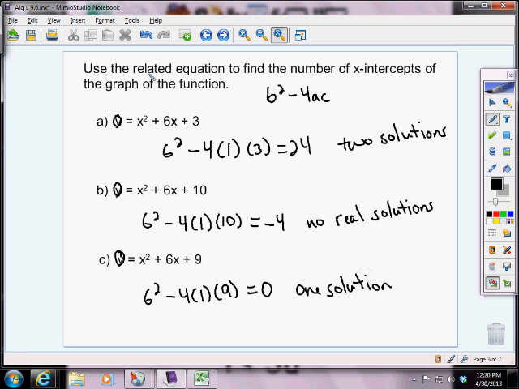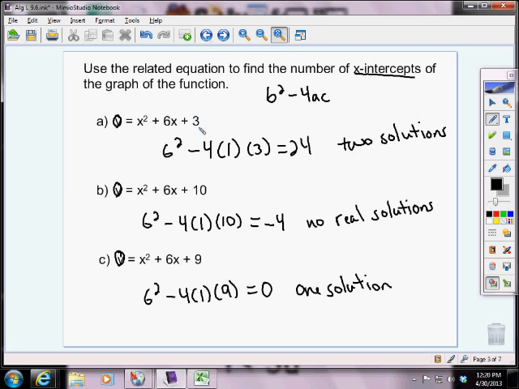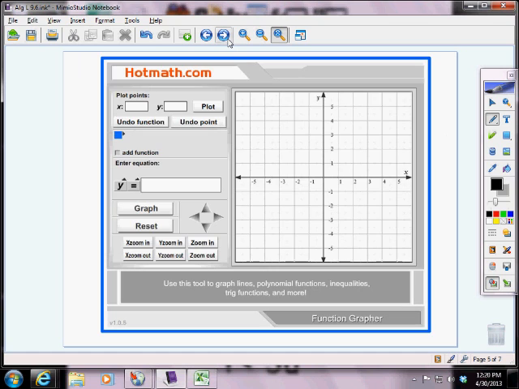Now this one said here, use the related equation to find the number of x-intercepts of the graph of the function. X-intercepts, when it's set equal to 0, are the solutions. So let's see what these graphs look like. Sketch a graph of the intercepts in the last example to check the number of x-intercepts. What is true if c is greater than 9? Alright, so what we're going to do is take these 3 equations and graph them. And I'm going to kind of cheat in here.